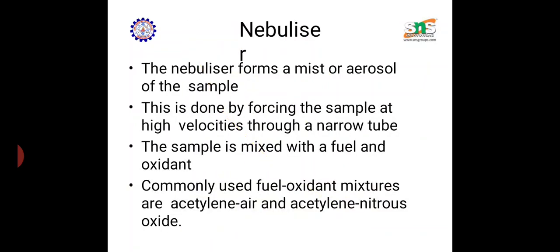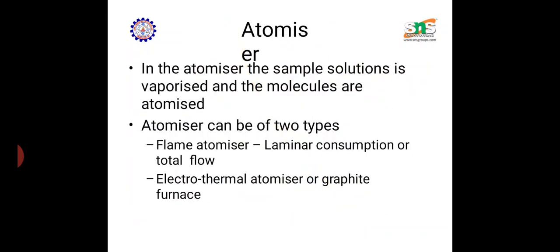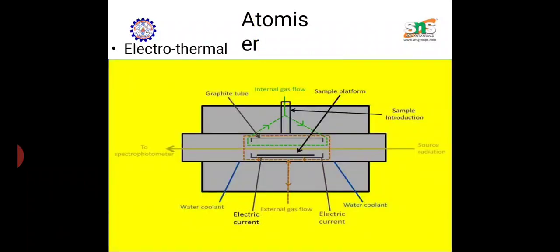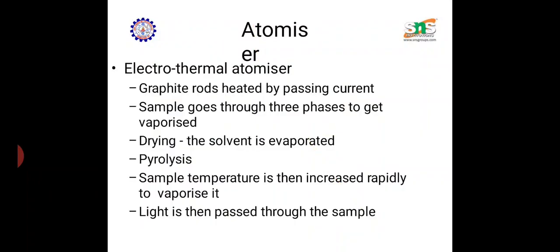So the nebulizer makes a mist or aerosol of the sample. This will be forced into the atomizer with some high pressure. The atomizer vaporizes the sample, and the molecules are converted into atoms. There is a flame atomizer or electrothermal atomizer. So a diagram has been given. Flame atomizers, and this is an electrothermal atomizer, which uses graphite rods.